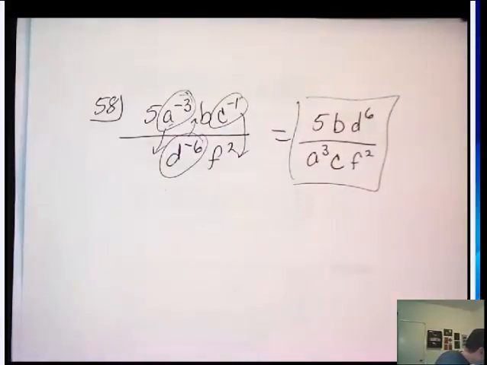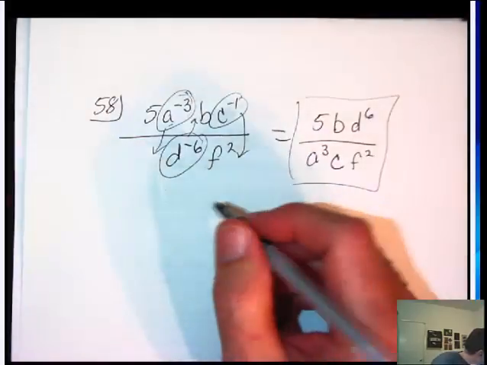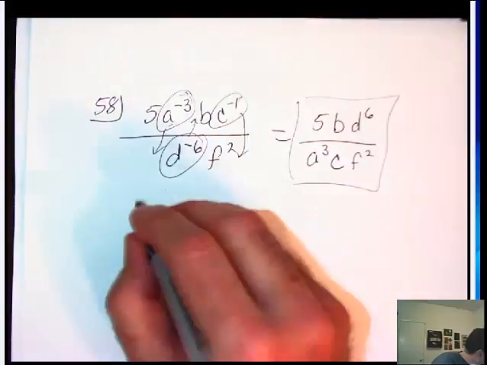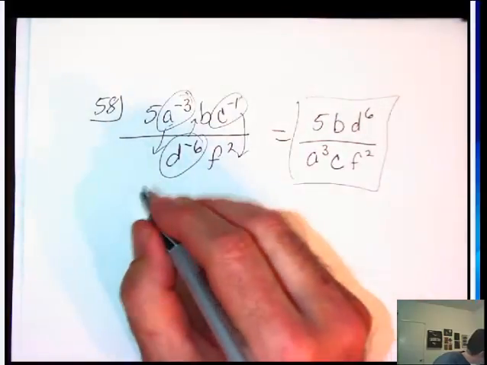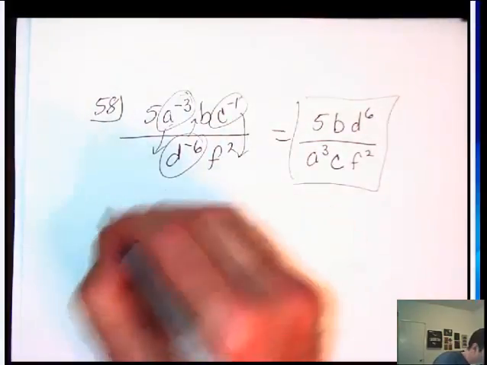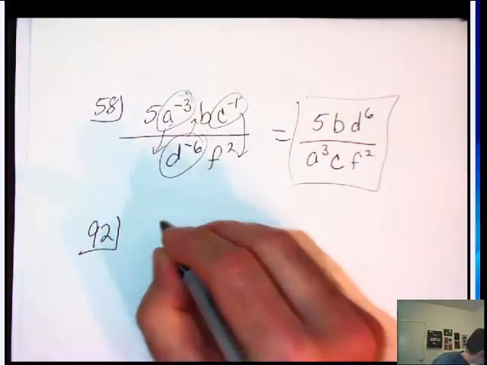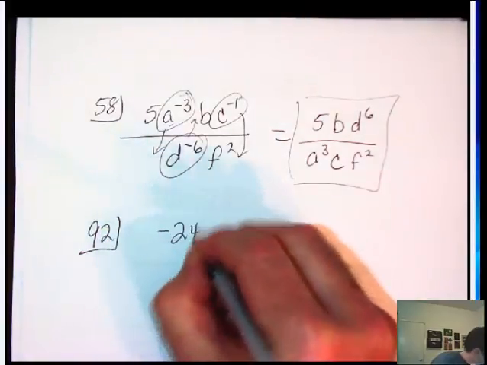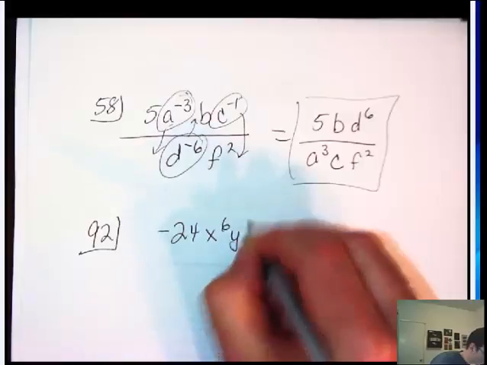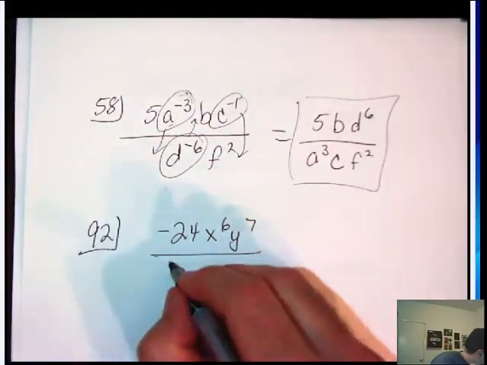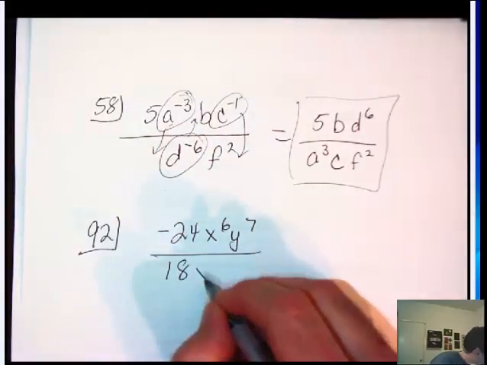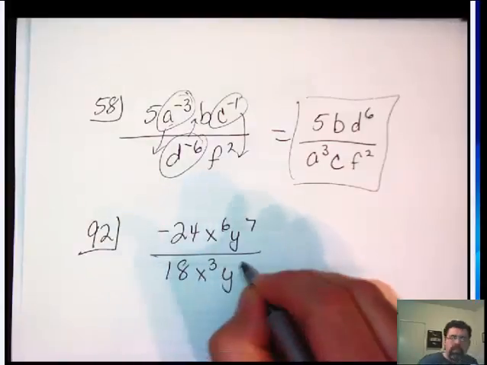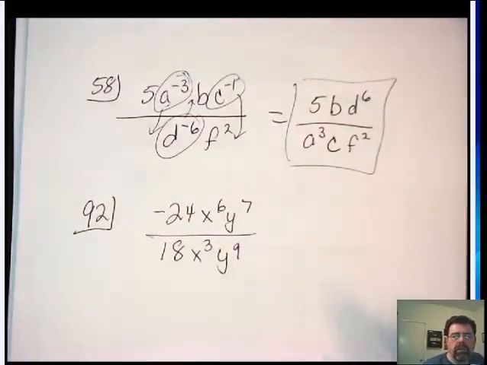All right, so let's try a couple more. So if I had something like 92, negative 24, x to the 6, y to the 7, over 18, x cubed, y to the 9th.